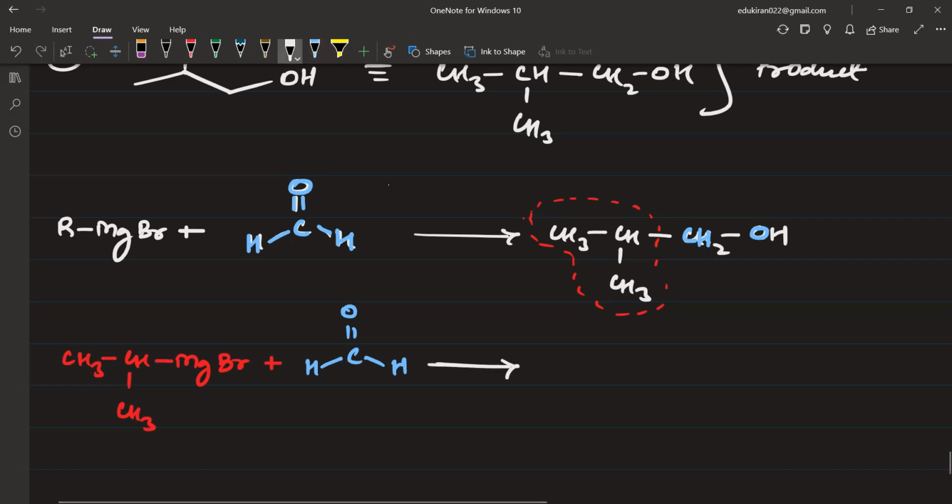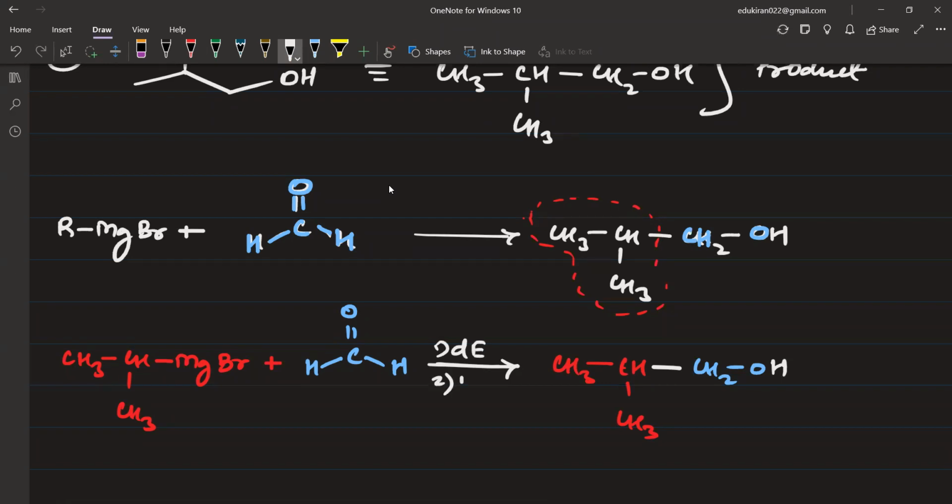then from the Grignard reagent we are going to get this fragment CH3 CH CH3, and then we are going to get CH2O from the aldehyde, and this hydrogen comes from the water that we add in the later stage. So the first step is dry ether. The second step, we add water. So this hydrogen atom is coming from that water molecule.